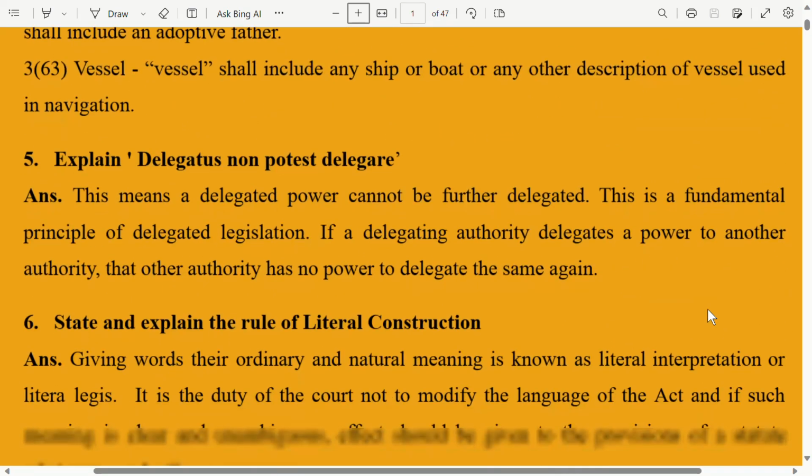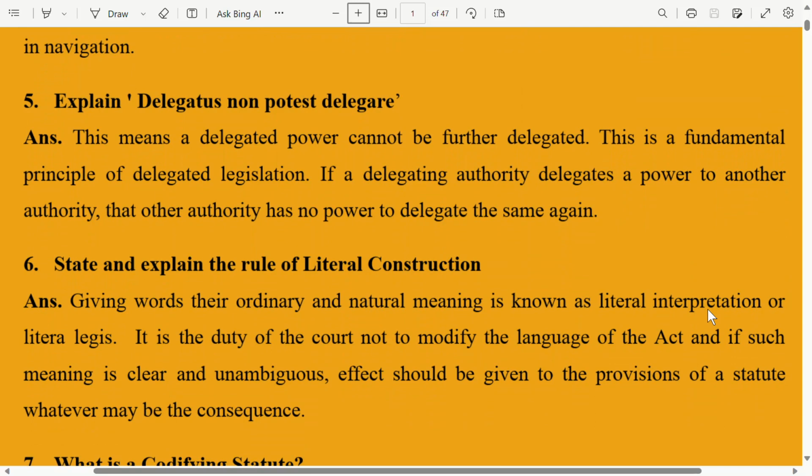Question 5. Explain delegatus non potest delegare. This means a delegated power cannot be further delegated. This is the fundamental principle of delegated legislation. If a delegating authority delegates a power to another authority, that other authority has no power to delegate the same again.